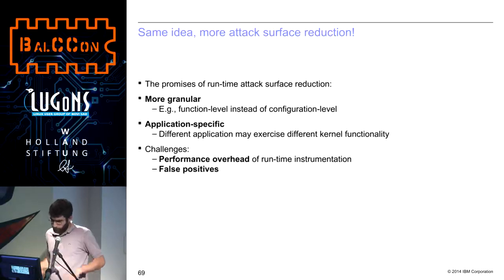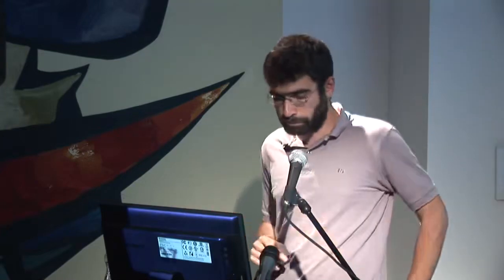So we want more attack surface reduction also. The reason for that is that we will be tracing and potentially preventing calls at function granularity. We will look at individual kernel functions, and at runtime, we want to say, oh, that function is not needed by that particular application, for example. So that means we can also be application specific. Different applications will exercise different functionality within the kernel. So if you trace the kernel and look at different functions, you can create views for each of the applications themselves, and have different views for each application.